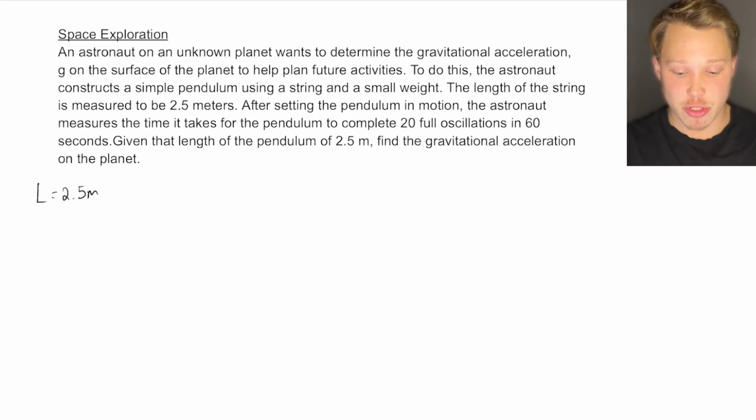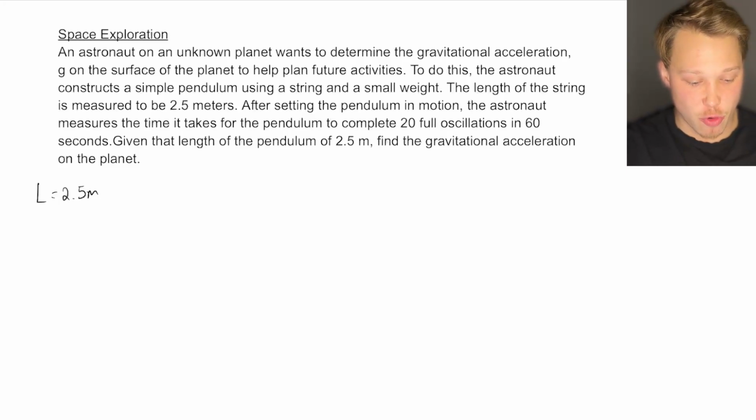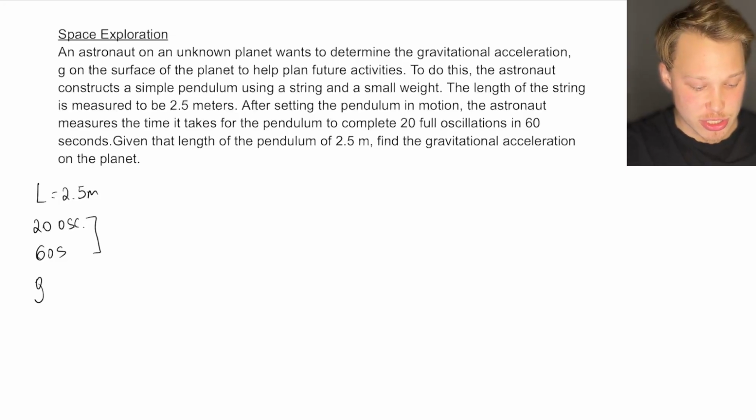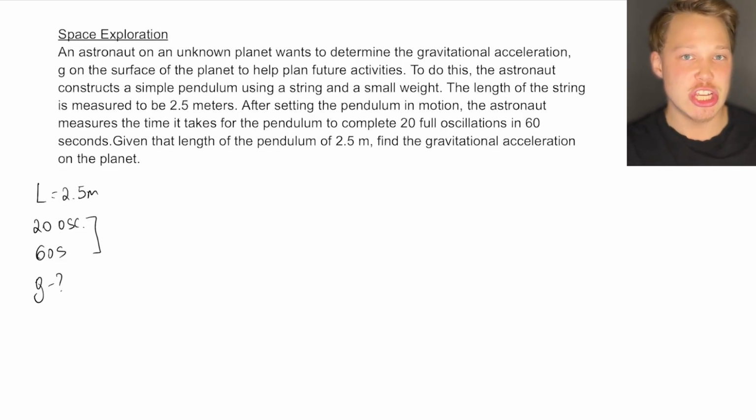After setting the pendulum in motion, the astronaut measures the time it takes for the pendulum to complete 20 oscillations in 60 seconds. So just like before, if we know 20 oscillations in 60 seconds, we can find the period. Given the length is 2.5, find the gravitational acceleration. So g is no longer going to be 9.8 because we're on a different planet. So that's what we need to find.